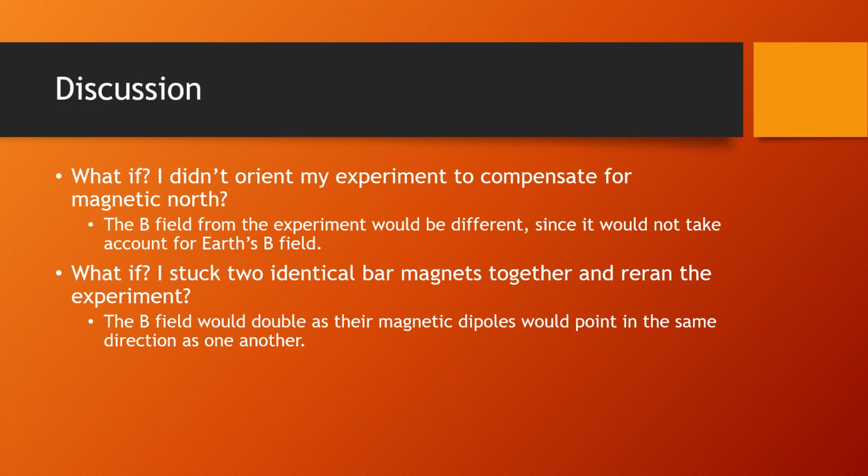So 2 what-ifs. What if I didn't orient my experiment to compensate for magnetic north? The B field would be different from the experiment since it would not account for Earth's natural magnetic field. And if I stuck 2 identical bar magnets together and reran the experiment, what would happen? Generally, the B field would double, as the magnetic dipoles from each bar magnet are pointing the same direction and not opposite. So you should get double the magnetic field that you found previously.